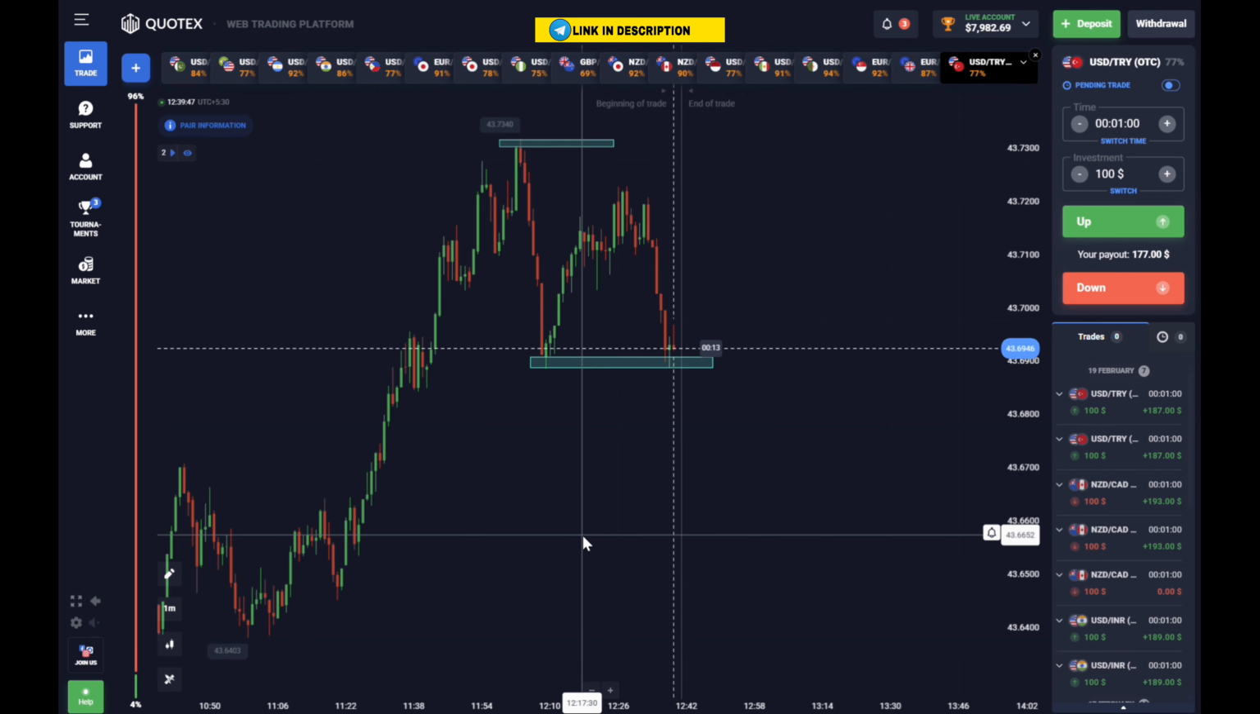Okay, so I tried to predict the next candle here in a pretty good way, and that too on a 1-minute time frame, so the session was quite good.